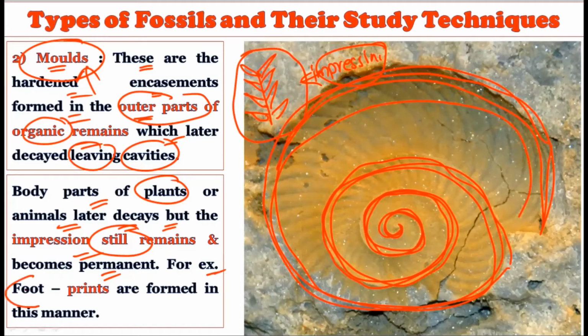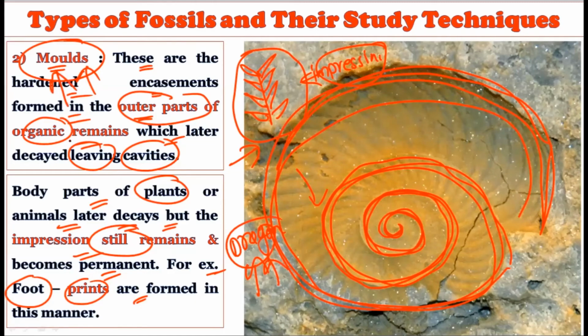For example, footprints form in this manner. Whatever dragon footprints we find today are examples of molds. Many plant leaves are created by this, shells are also created by this, and the dragon footprints we find today also come under molds.